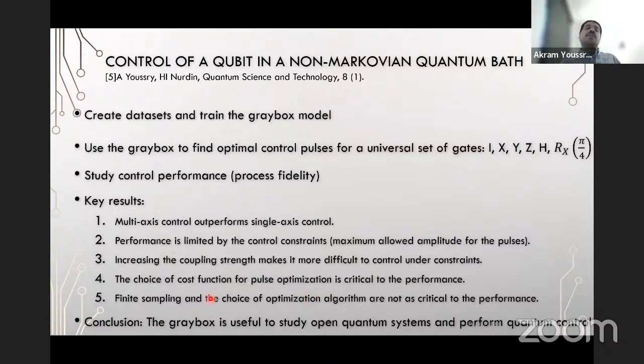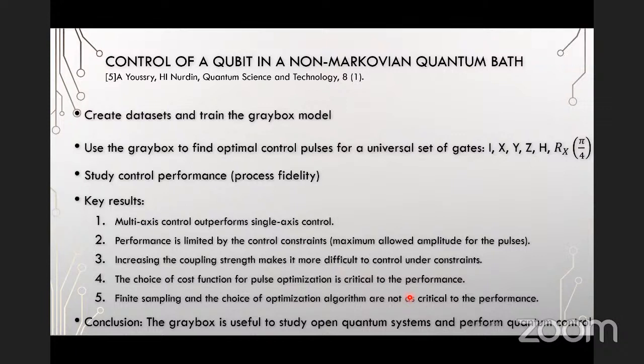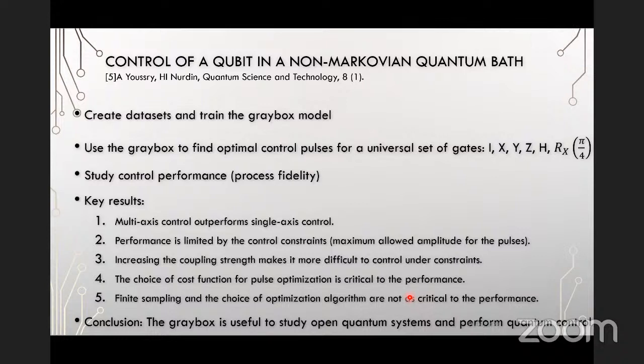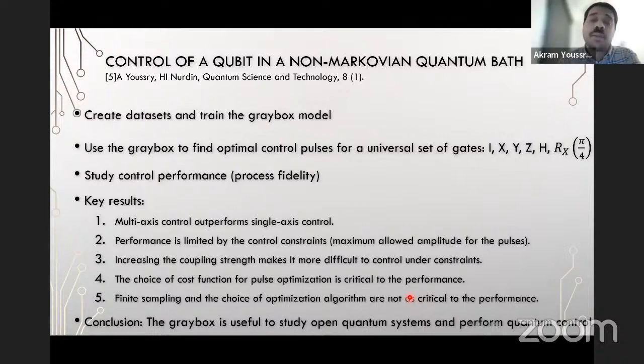So now we have a tool that we can use to study open quantum systems and do control with this framework. Does the optimization technique that you use find a local minimum or global? We used both. The genetic algorithm finds a global minimum, and the gradient descent finds a local minimum, and the performance of both algorithms was very close. So we couldn't find a clear advantage of using the genetic algorithm and finding a global minimum.